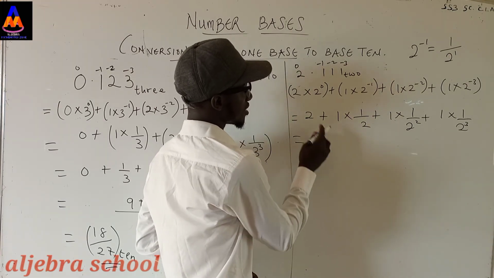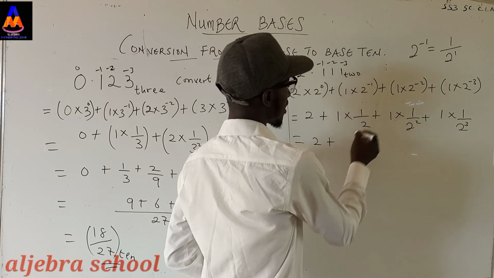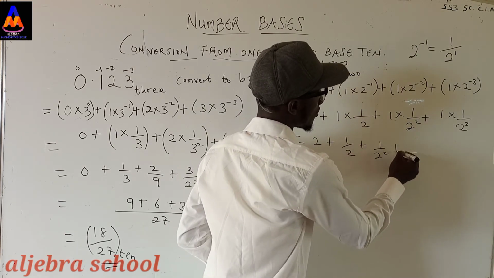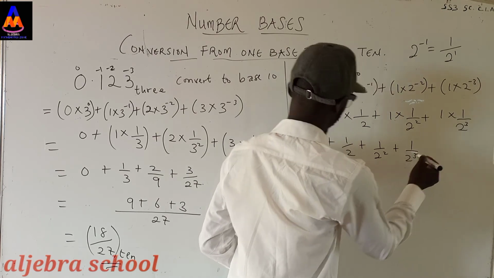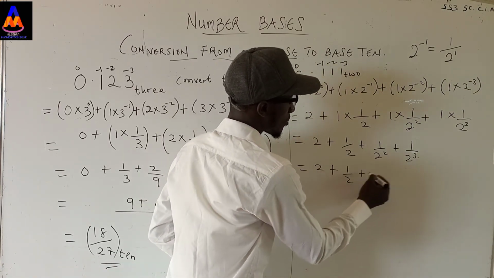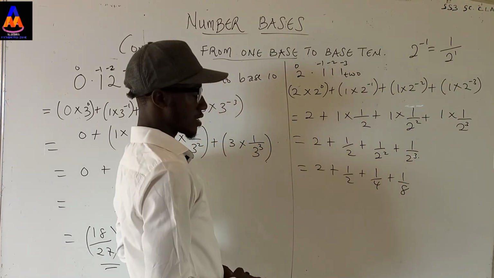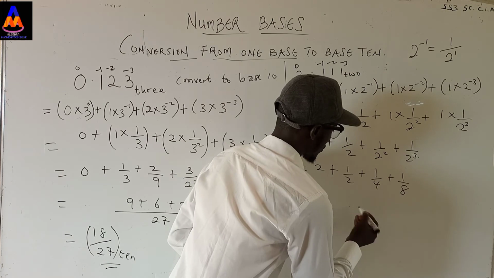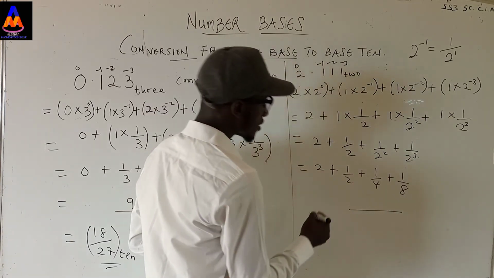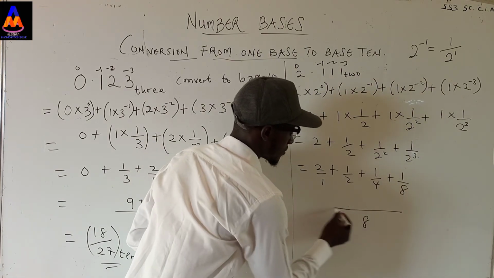Then we continue by saying this is 2 plus 1 times 1 over 2, plus 1 times 1 over 2 squared, plus 1 over 2 cubed. Of course, we can also have this as 2 plus 1 over 2 plus 1 over 4 plus 1 over 8. Then we have the same thing. Find your LCM. You have your LCM of everything if you feel like. Then we have this place to be 8.